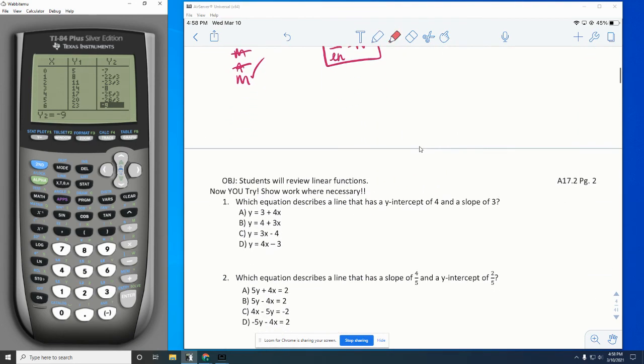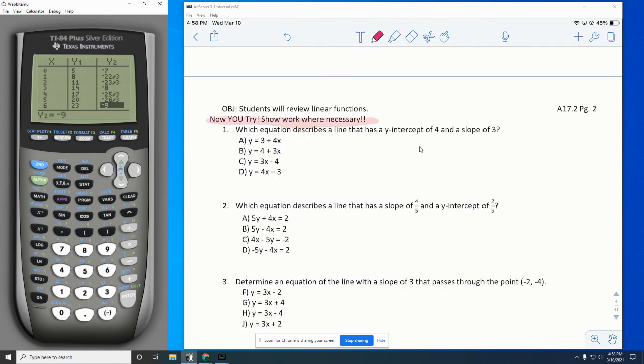So, if you flip the page, they ask you to try these, show work where necessary. So make sure you're showing work here. You can be working backwards, like taking some of these, if they're already solved for y, you can put them in y equals and see which of those follows what they've asked, or you can be working forward. So like number 3, you could plug these into y equals, see which one, they all have a slope of 3, but see which one has that point. Or you could plug the point and the slope into point slope and see which one gives you this equation.